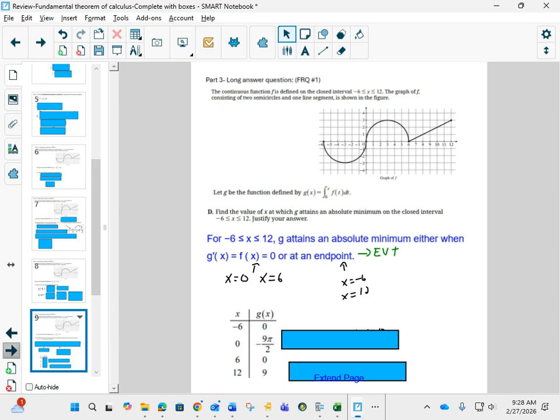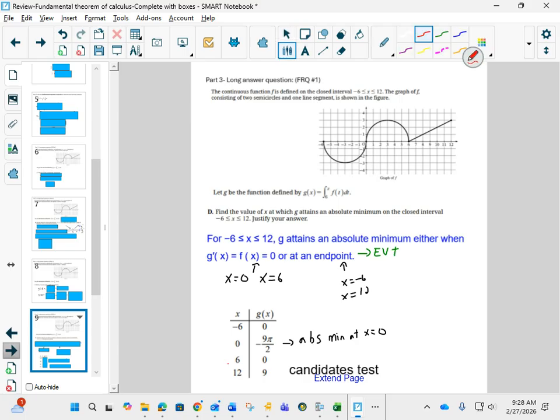We check all of our values, and we want to find the maximum of g. So we figured out this -9π/2 in the last question. We also figured out this 9 in the last question. You would still have to figure out the 6 and the -6. So it has an absolute minimum at x equals 0, an absolute maximum, which we didn't have to find, at 12.